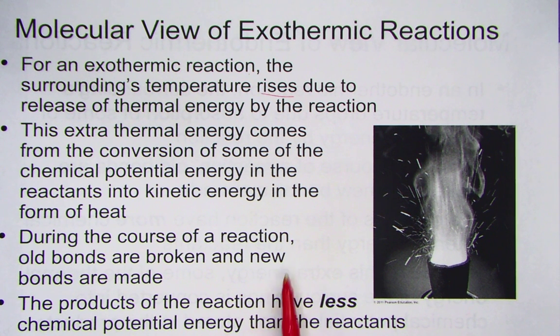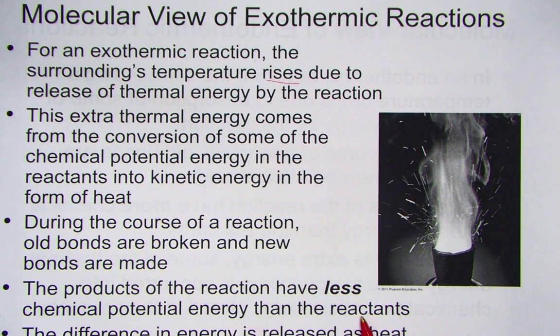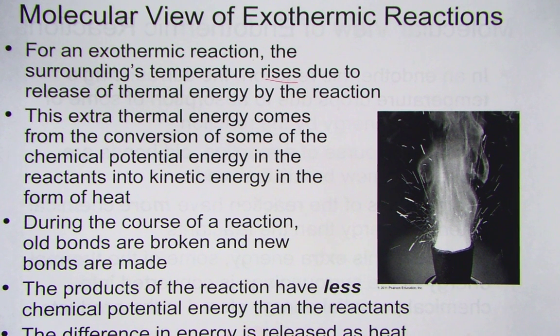So during the course of our reaction, old bonds are broken and new bonds are made. If the products of the reaction have less chemical potential energy than the reactants, that difference of energy is then released as heat. Again, as reactants turn to products, if heat is released, the energy of the products was at a lower state.